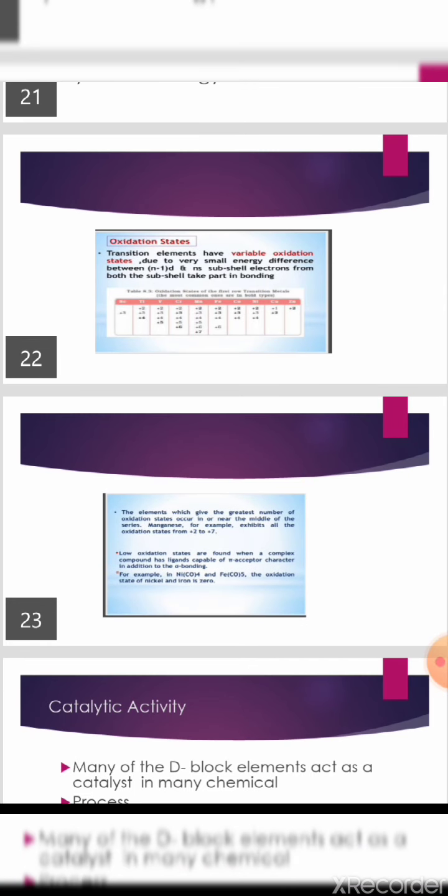Next property is oxidation state. The d block elements show variable oxidation states. Those elements which are found in the middle portion of the periodic table have a greater number of oxidation states, while those which form complex compounds have low oxidation states.